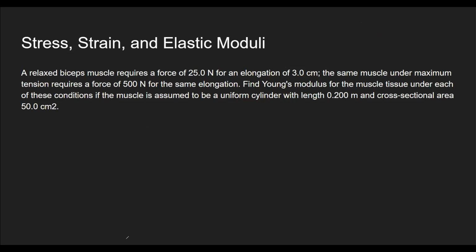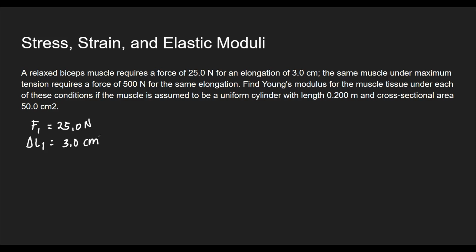Stress, strain, and elastic moduli, and this is our first example problem. A relaxed biceps muscle requires a force of 25 newtons for an elongation of 3.0 cm. So here force 1 is equal to 25 newtons, with an elongation of 3.0 cm. That's the elongation corresponding to our first force, so that would be delta L1, which is 3.0 cm. The same muscle under maximum tension requires a force of 500 newtons for the same elongation.